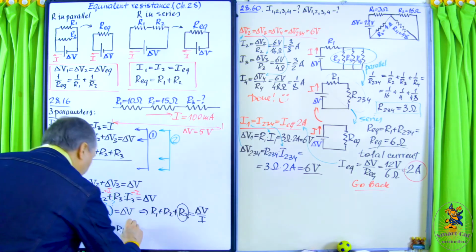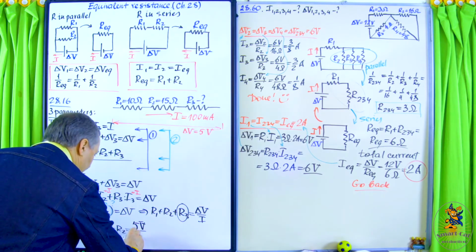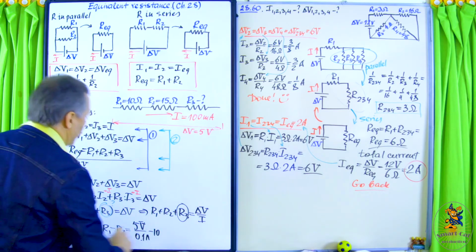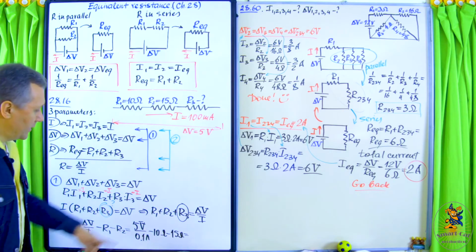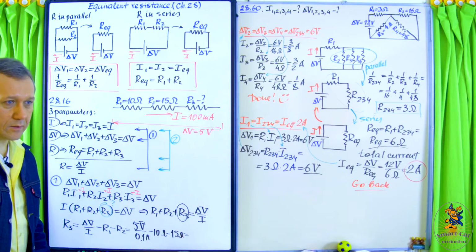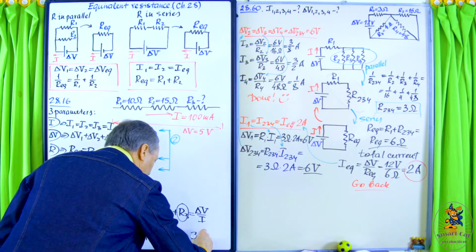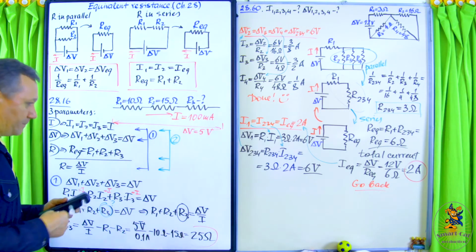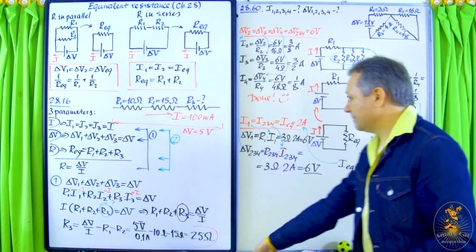Delta V is 5 volts. Current is 0.1 amps, minus 10 ohms, and minus 15 ohms. So here we have 50 minus 10, 40, minus 15. It's 25 ohms. So the answer is 25 ohms. So that's the value of the resistor, R3. All right.